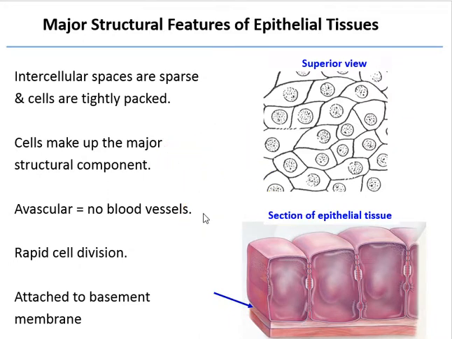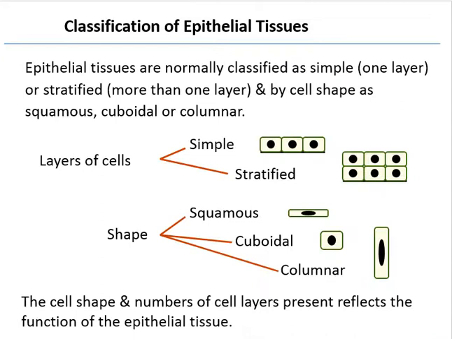Epithelial tissues lack blood vessels. We call that avascular. There is often evidence of lots of cell division occurring in epithelial tissues. And epithelial tissues will have cells that are attached to a basement membrane, as we can see here. Now, in anatomy, we like to classify structures, and epithelial tissues are classified on the basis of two specific criteria. Firstly, the number of cell layers present in the tissue and the shape of the cells in the tissue.